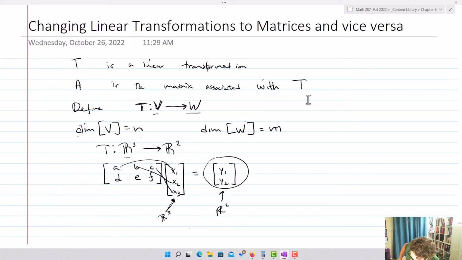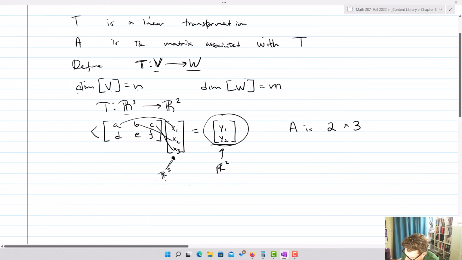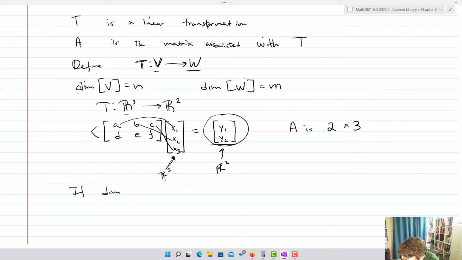So remember, we're going to say the dimension of V is equal to N. Well, in this case, that means that N is 3. 3 is the number of columns. So 3 is the number of columns, my input space, and my output space is 2-dimensional, and that goes with the number of rows. There are 2 rows there, so A is 2 by 3. Basically, this demonstrates that if the dimension of V equals N, and the dimension of W equals M, then A is M by N.